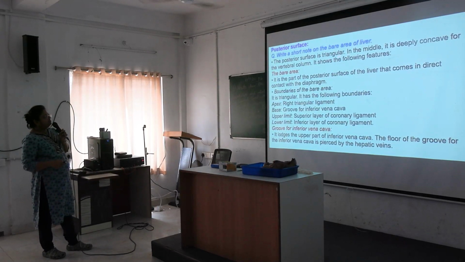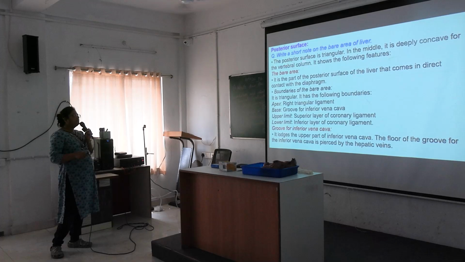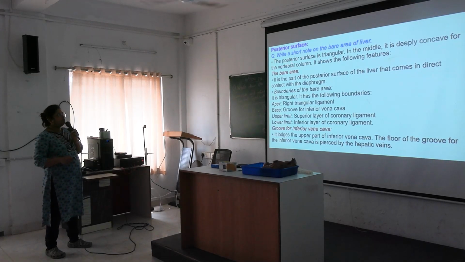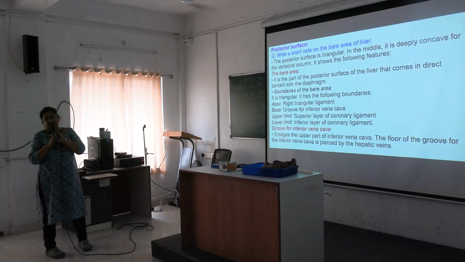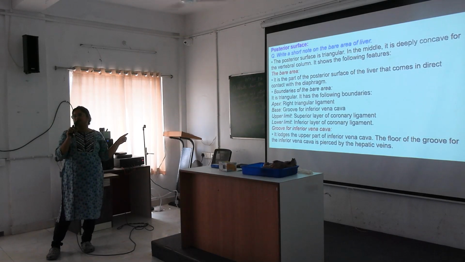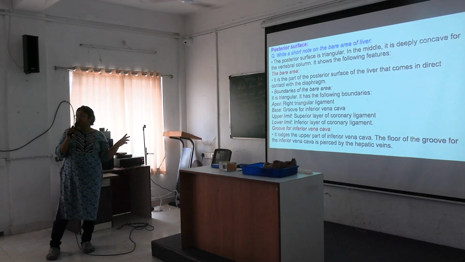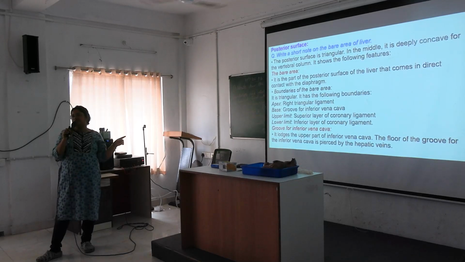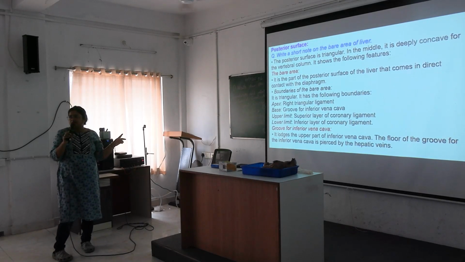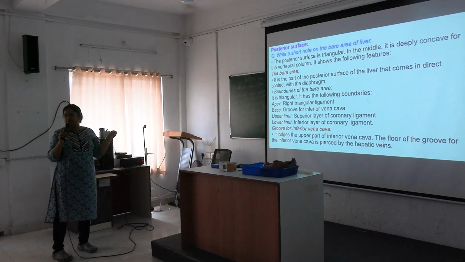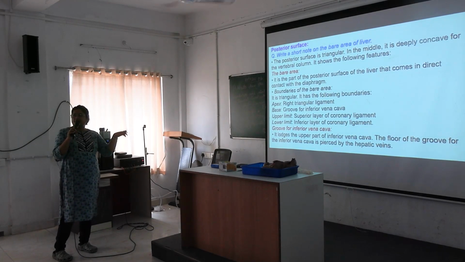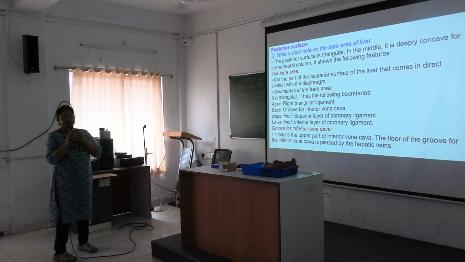So the posterior surface is triangular. In the middle it is deeply concave for the vertebral column and shows the following features. First is the bare area. Everyone will be asked to identify the bare area. It will be asked, important. Its boundaries are also very important. Okay, the bare area of the liver. Other bare areas are also present. You have to know all the bare areas, but for this bare area you have to know the boundaries also.